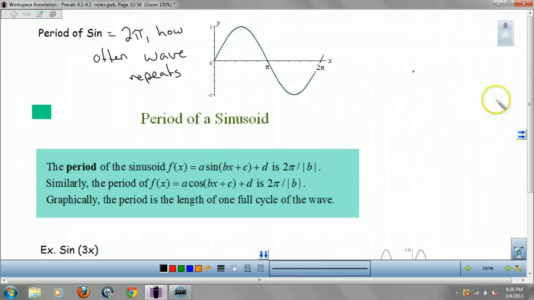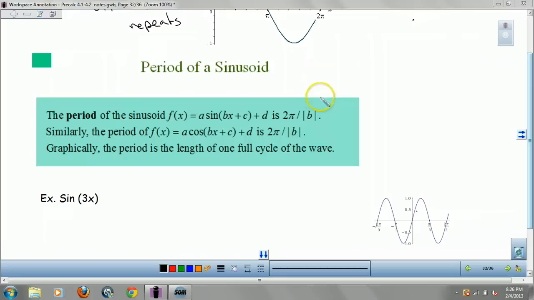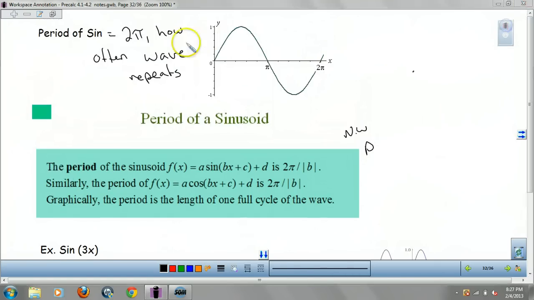So let's try this beast out. I'm going to use my own graph. Let's look at something. The period, again, this goes back to your original. This is for sure noteworthy. So is this. So is this. This is also noteworthy, guys. Your period of a graph, you take 2 pi and you divide it by whatever b is.